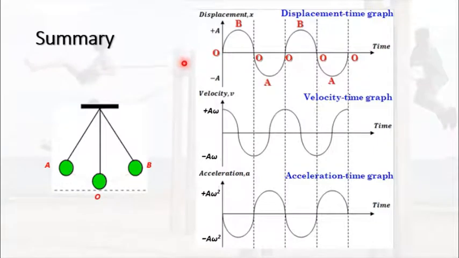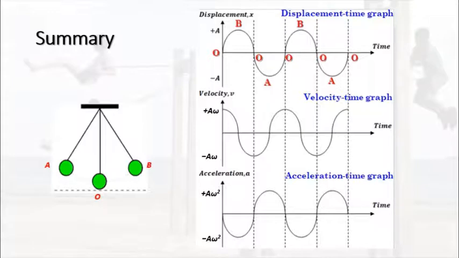In this slide, we're going to see the relationship between the x-t, v-t, and a-t graphs, and how we transform motions into a graph. This is a diagram of a simple pendulum. We're going to analyze the motion of a simple pendulum in this slide. First, let's see what happens at point O.